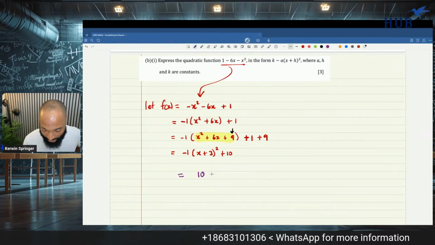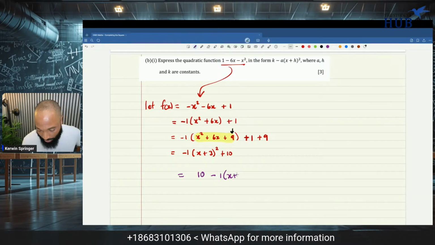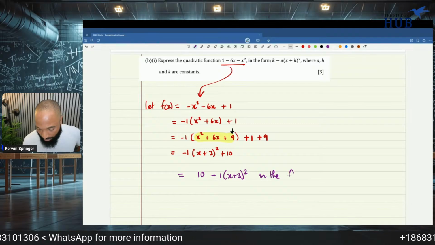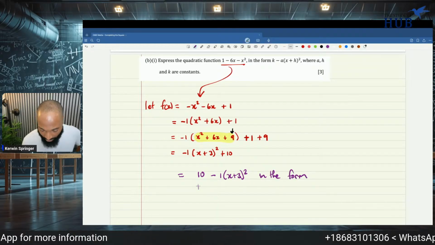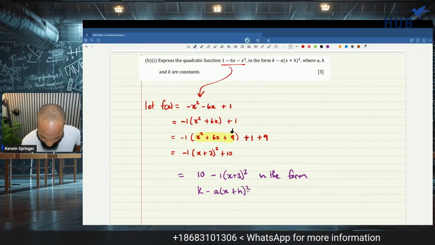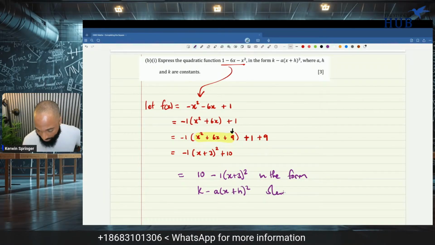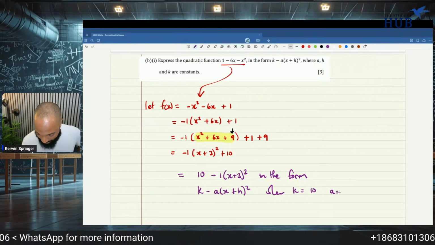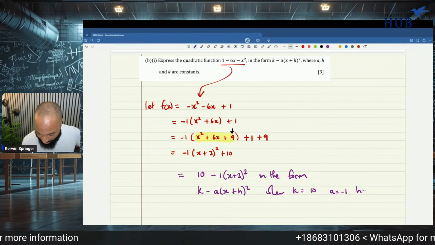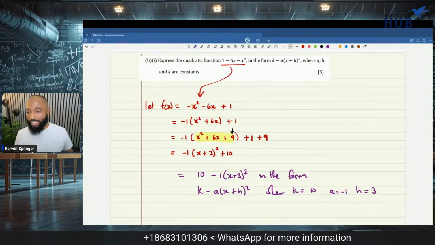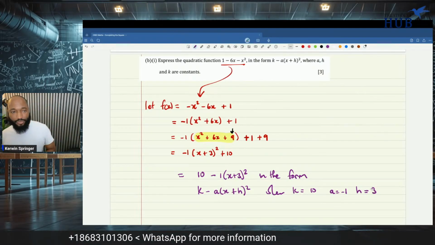Bring the 10 in front. I'll get 10 minus 1 over (x plus 3) to be squared. Then I'll write it in the form k minus a(x plus h) to be squared, where k is 10, a is negative 1, and h is 3. And from this, I can answer a bunch of questions.